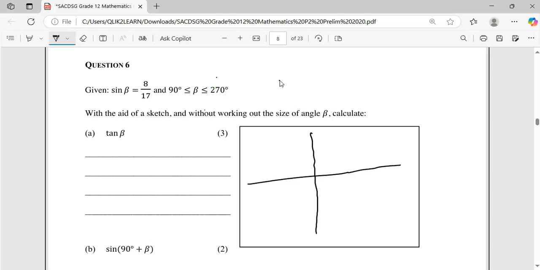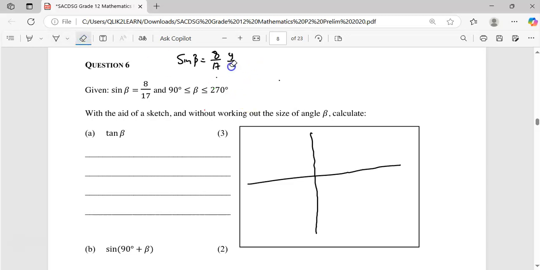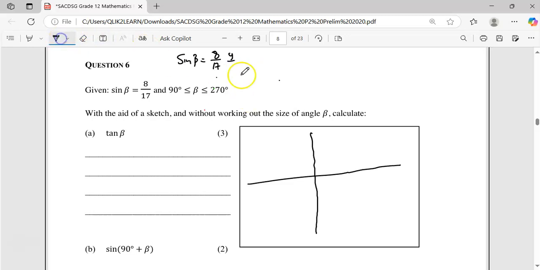So now what I'm going to do is that I know that I'm given the sine, right? So the sine of beta is equal to 8 over 17, since sine is opposite over hypotenuse, so it's y over r. So this tells us that before we do anything, we need to use the theorem of Pythagoras to calculate x.